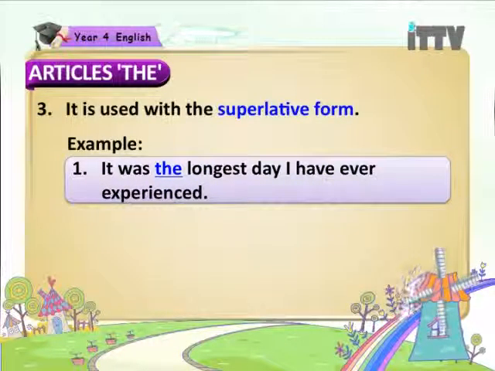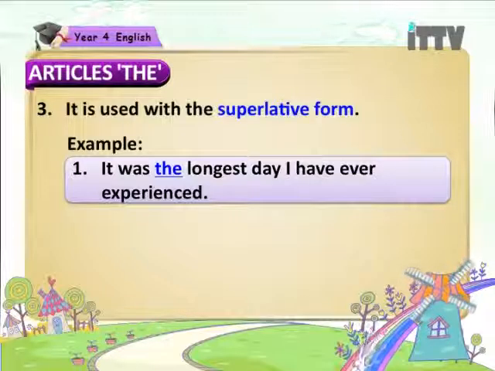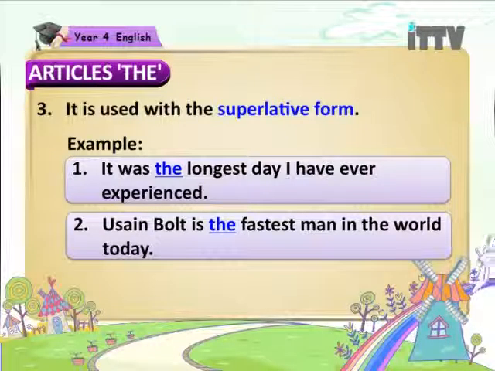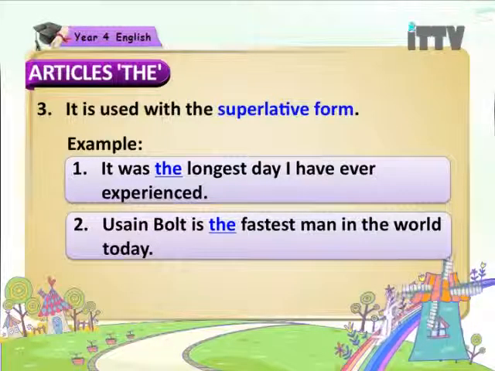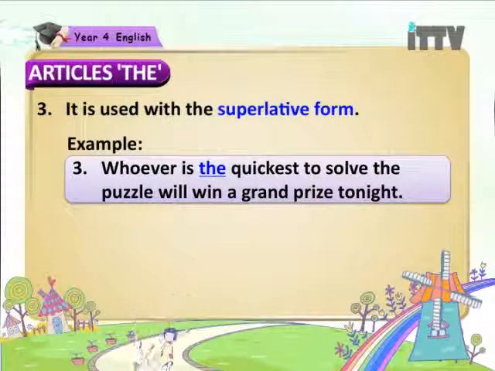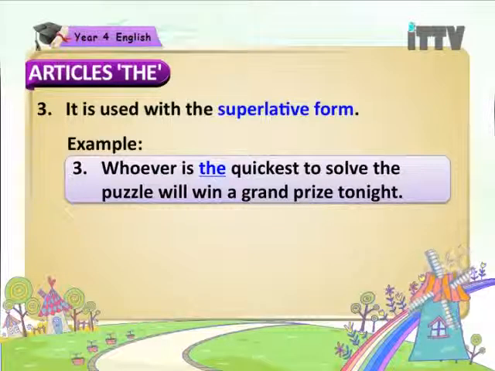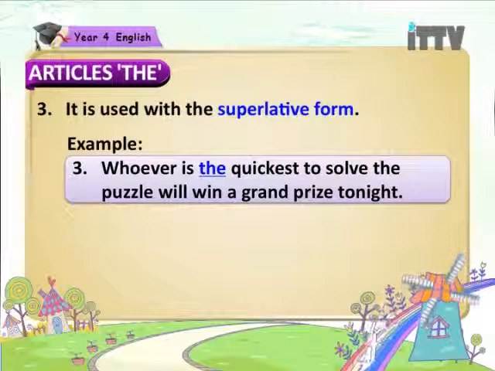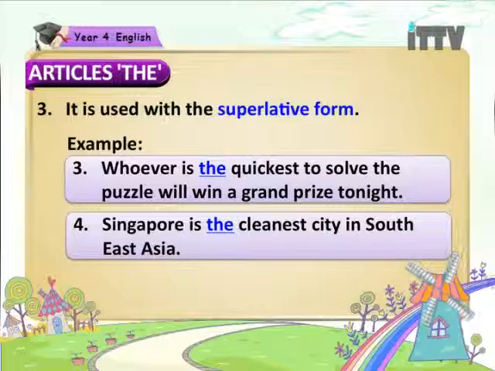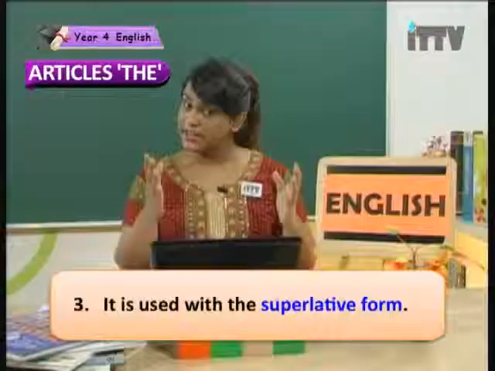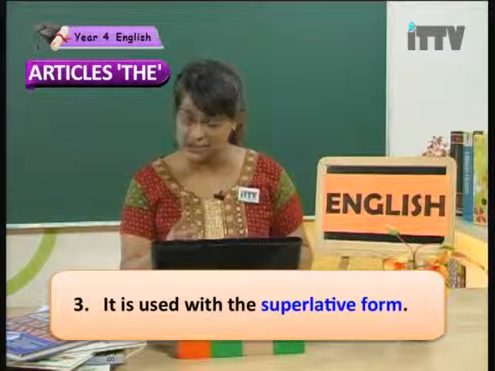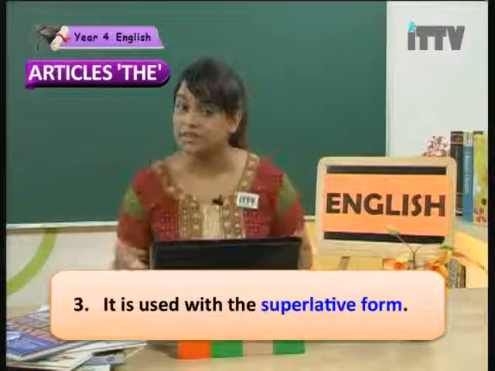For example, it was the longest day I have ever experienced. Usain Bolt is the fastest man in the world today. Whoever is the quickest to solve the puzzle will win a grand prize tonight. Singapore is the cleanest city in Southeast Asia. Well, in this case, the is used to confirm that someone, some place or something is the best ever.